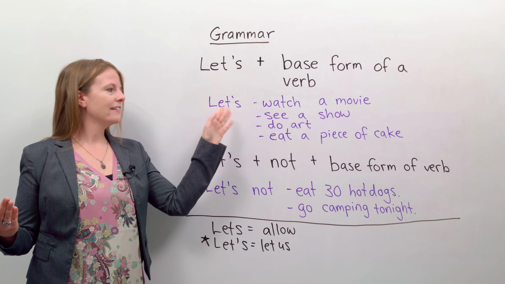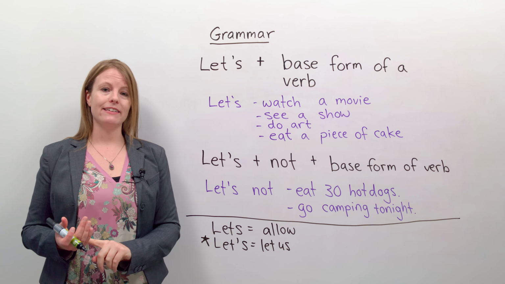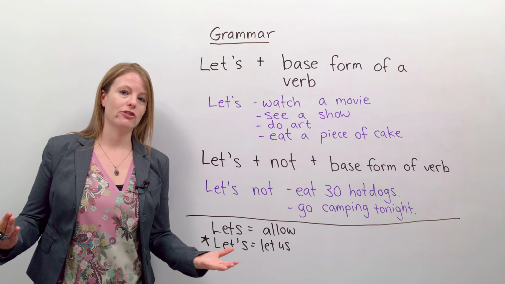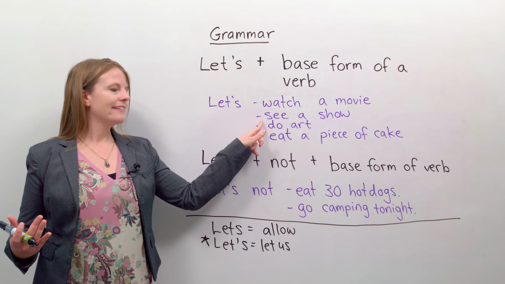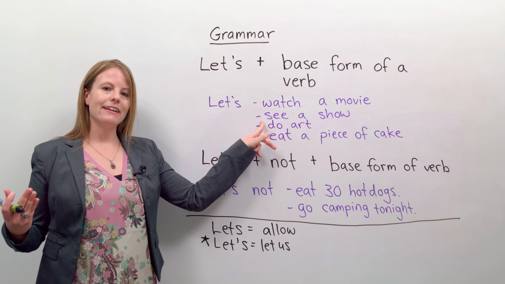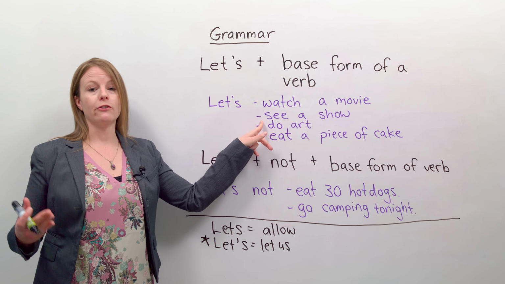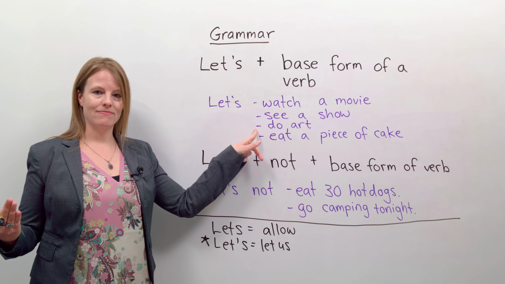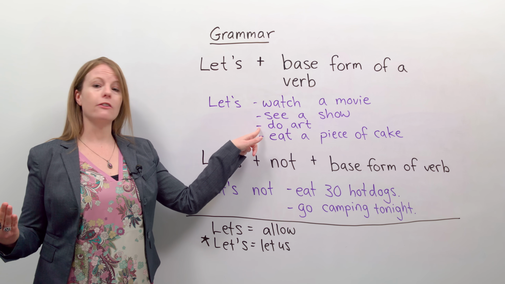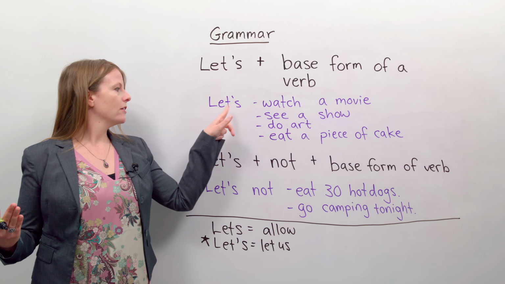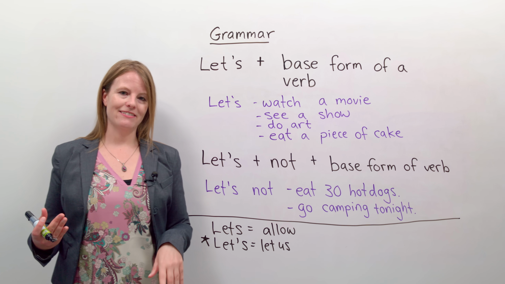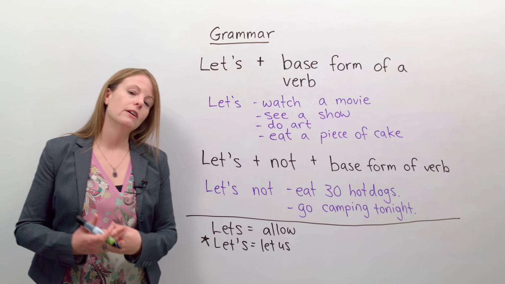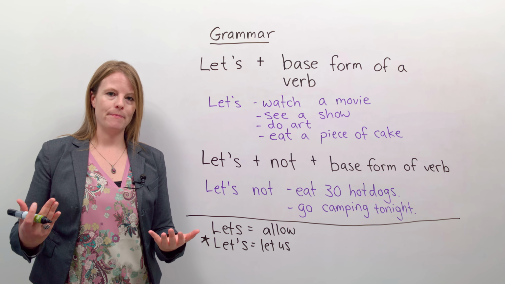I could say, let's watch a movie. Watch is the base form of the verb to watch. I could say, let's see a show. See is the base form of the verb to see. Let's do art. Do is the base form of the verb to do. Or let's eat a piece of cake. And so again, these are all suggestions on what you want to do with another person together.